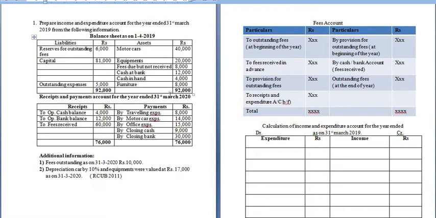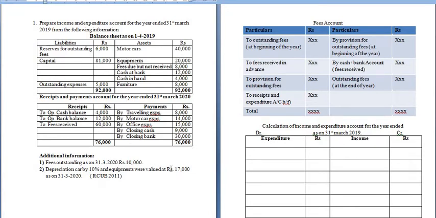10%. So what is depreciation? Basically it is an expenditure. Depreciation on car at 10%, how much will we get? Where is the car? Motor car 14,000. 14,000 into 10%, so we will get depreciation on car. But sorry, the motor car here is 40,000. How much do we get? 40,000 into 10%, 4,000 we can get.